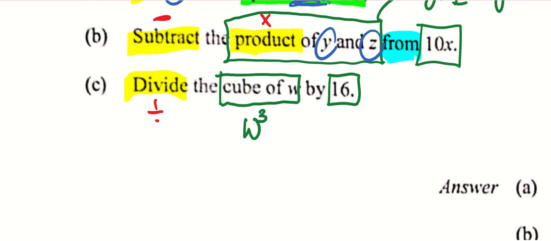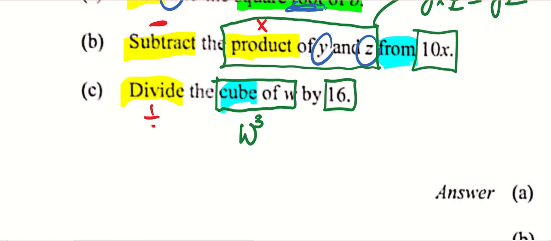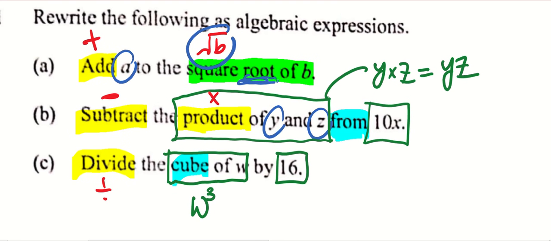Done. I think a couple of you did not see the word cube, so you kind of missed it out. So here you go: divide the cube of w by 16, or if you've written this, both are fine. It's really not difficult. You really have to stare at the sentence, see how I do it.